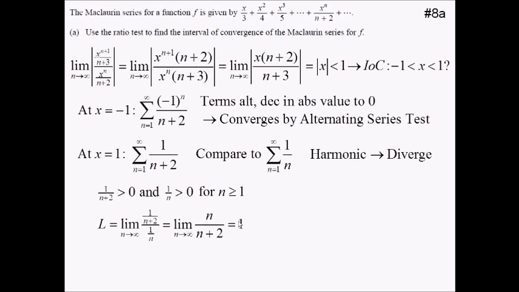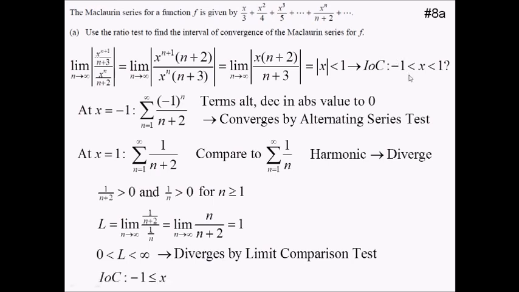Since that's a finite positive number, in other words, a number between 0 and infinity, and since my comparison series diverges, that means this original series also diverges by limit comparison, which is enough to show that our final interval of convergence needs to be -1 less than or equal to x, less than 1.